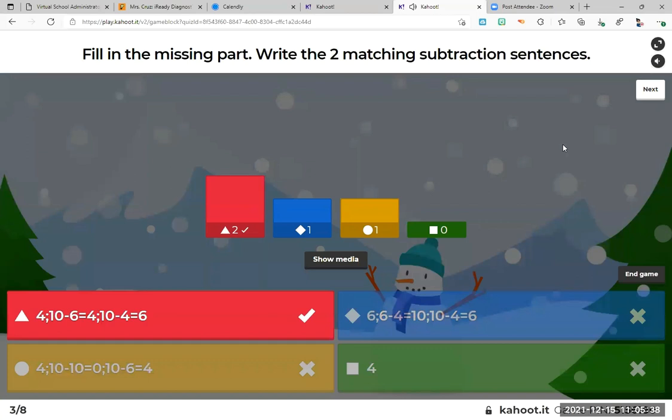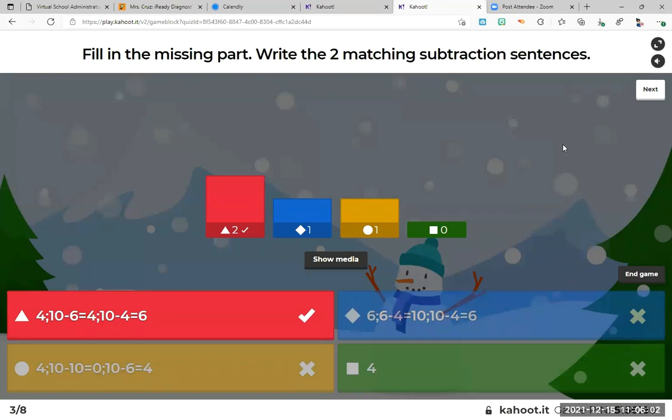Oh, so the correct answer was the red one. Why did we not all get the red one? Let's find out why. Okay, you ready? 6 plus something equals 10. 6 plus 4. Got that. All right, we got that. It's 4. 4 is the missing part of the number bond. Then we had to go find subtraction problems that would match the number bond.